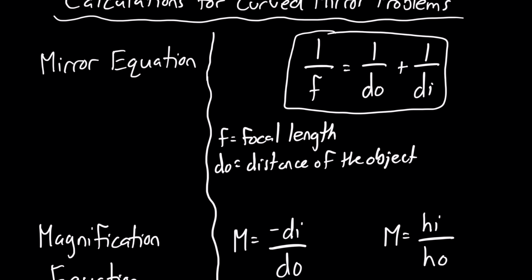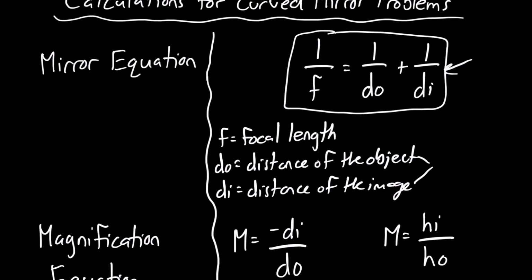Finally, we also have 1 over di. What di stands for is the distance of the image from the mirror. So both the dO and di are in comparison to the mirror. Okay, so that's one of our formulas that we can use: 1 over f equals 1 over dO plus 1 over di.